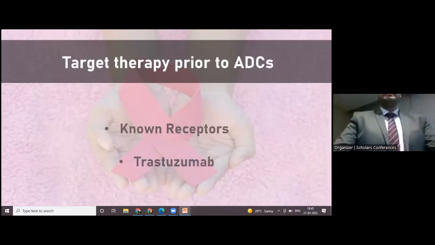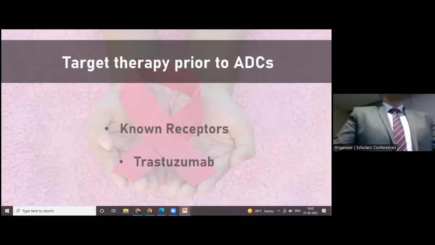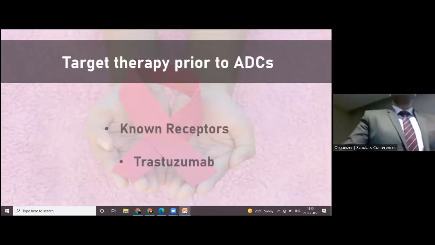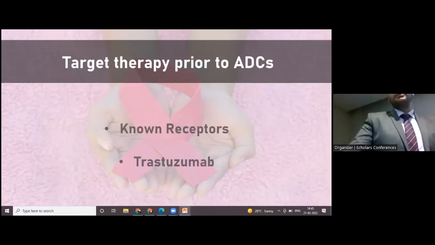Target therapy prior to ADCs was selective to known receptors like estrogen receptor, progesterone receptor, and HER2 receptor. But it was only about antibodies, so it wasn't that potent. An example is trastuzumab.